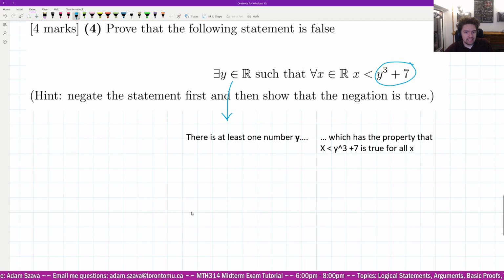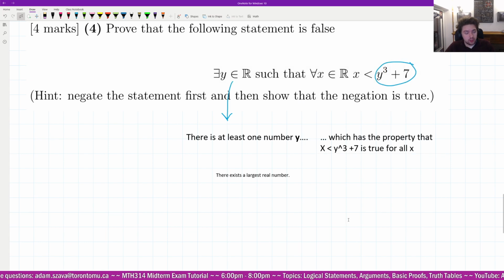Basically, this statement is saying there exists a largest real number. Because if y is just some number, then y cubed is some number, and y cubed plus 7 is also some number. So that would be the largest number, and we're saying that for all x values, this is going to be bigger. But that's certainly false. There is no largest real number. Infinity is not a real number. So yeah. Okay, so we need to prove that this is false.